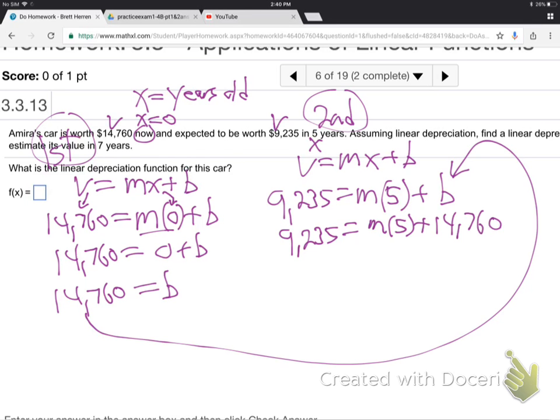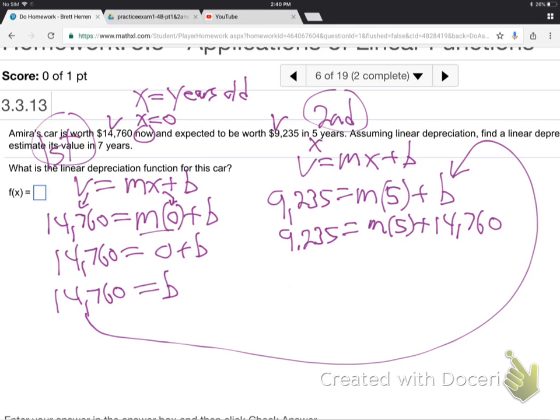So now I can solve that equation for M. Does that make sense how I did that? I'm using V equals mx plus b twice. First time, value 14,760 at 0 years old. Got B. Started again, value 9,235 at 5 years old. Put in the B, and you can solve for M. So, 9,235. Oh, wait. What am I doing?